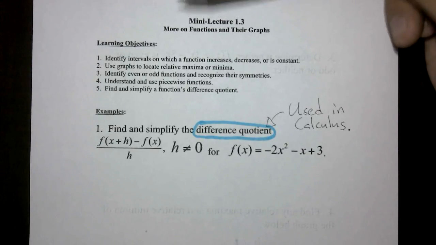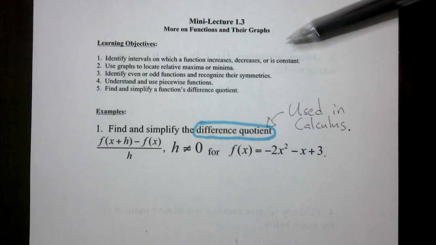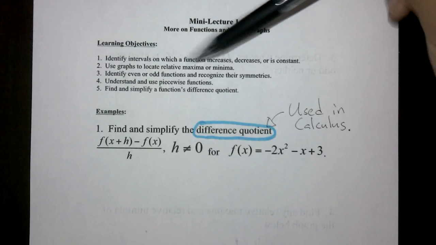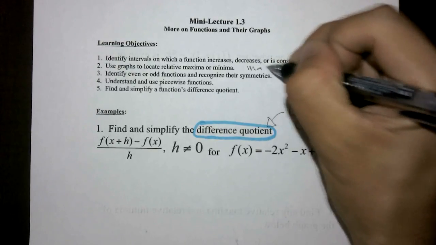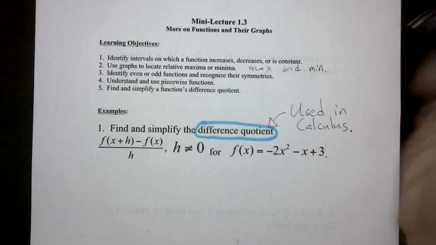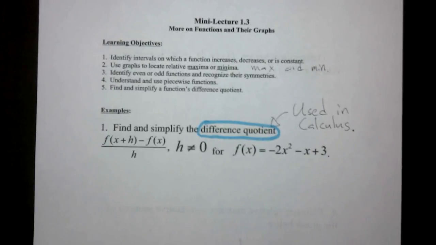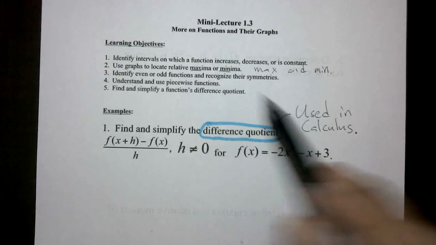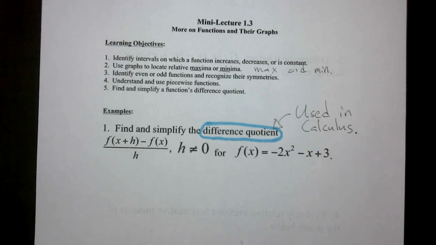But the first few objectives, identifying intervals where it's increasing, decreasing, or constant, this will be pretty visual for us. Using graphs to locate the relative maxima or minima, similar to maximum and minimum. You could probably make an understanding of that based off of the first three letters in these vocab terms. Identifying even or odd functions and recognizing their symmetries, so how they move, how they look, how they're progressing as they move to the left or to the right.